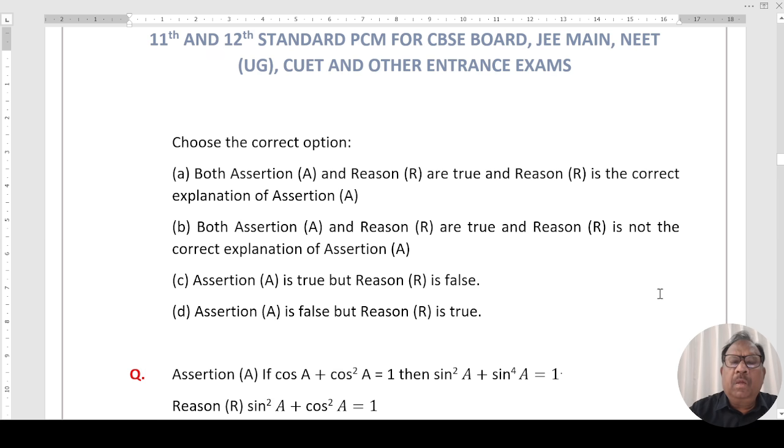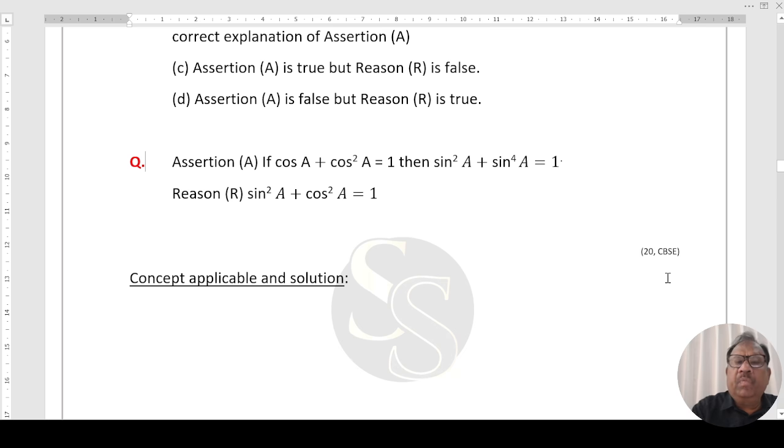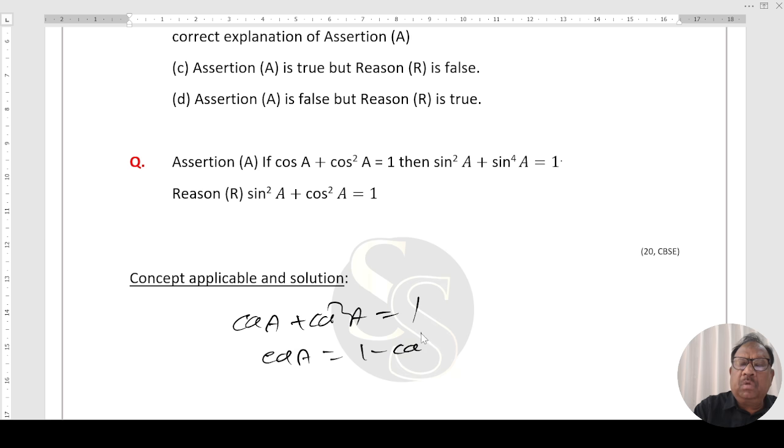Question is assertion-reason type. Assertion: if cos a plus cos square a equal to 1, then sin square a plus sin 4 a equal to 1. Reason: sin square a plus cos square a equal to 1. We have to pick one of the correct answers. Concept applicable: given cos a plus cos square a equal to 1, that is cos a equal to 1 minus cos square a, that is sin square a. Right?